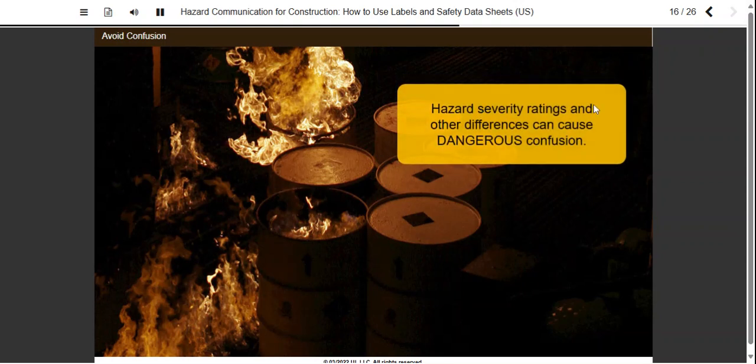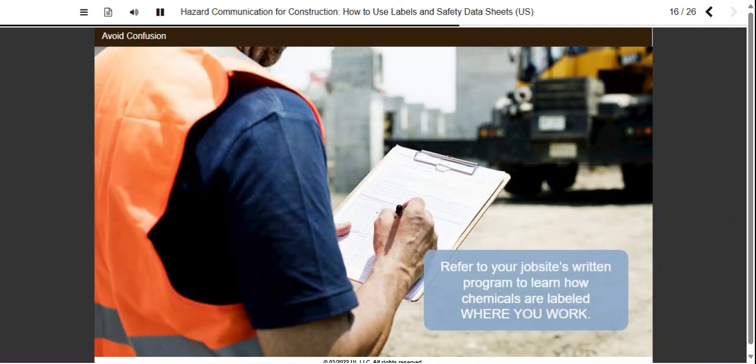Hazard severity ratings and other differences can cause dangerous confusion. Think about what might happen if someone believed a chemical wasn't flammable when it was actually the most flammable thing on earth. Refer to your job site's written program to learn how chemicals are labeled where you work. Apply a job site label if you transfer materials into smaller containers.